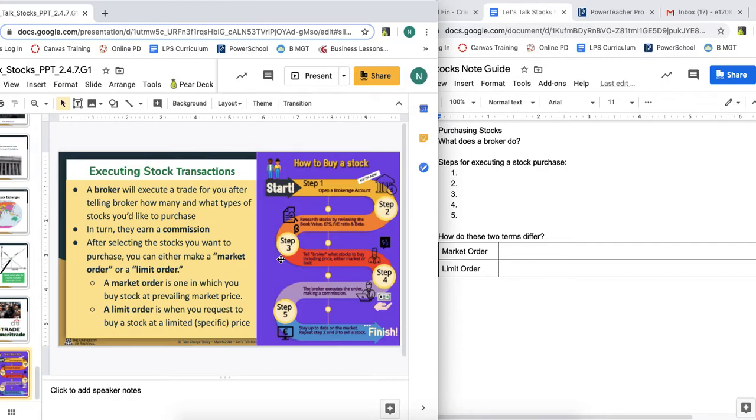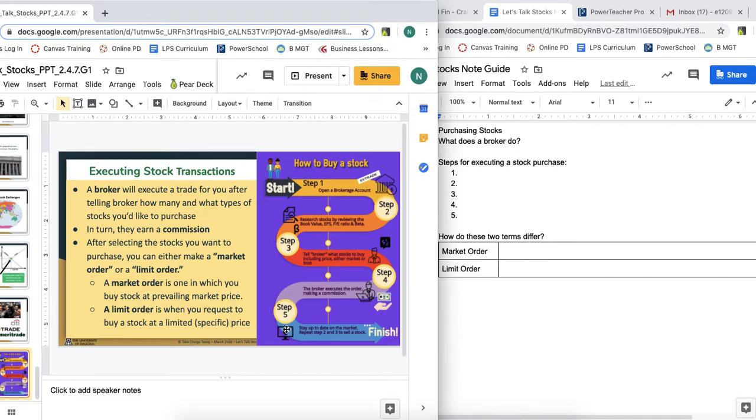So you can tell your broker, I want to buy a stock in Apple as long as I'm not paying above X amount of dollars. So you can tell them a price, you can tell them the market or the limit order. The broker is then going to execute the order for you. They're going to make a commission, whether that be a fee or a percentage of your investment.